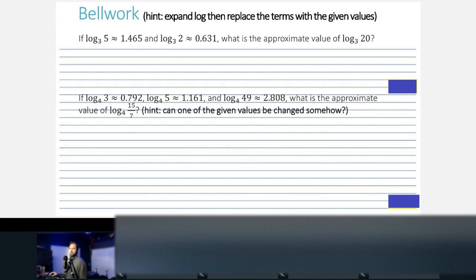We are on day 3 of 4.06. So this first bell work problem, we actually did on Wednesday at the end of class. Hopefully nobody did that one again, but if you did, that's cool. You should have got 2.727. What did everyone get for the second one? Approximately 0.5498.